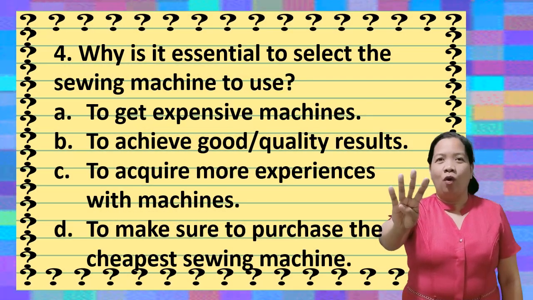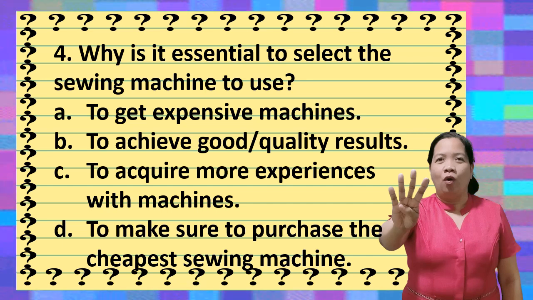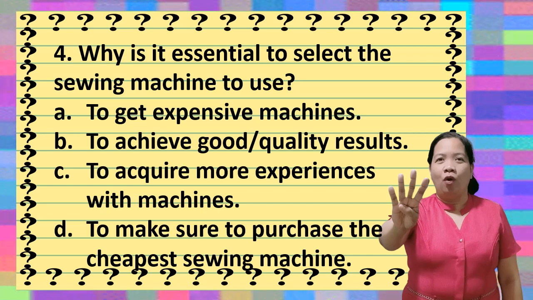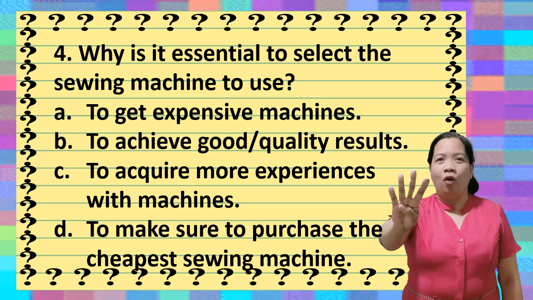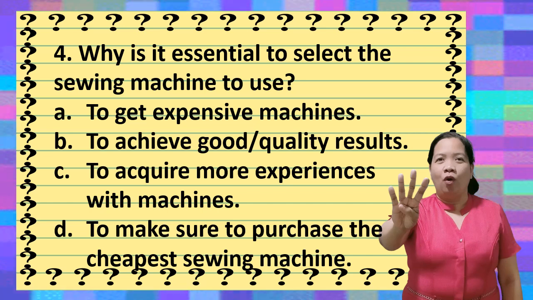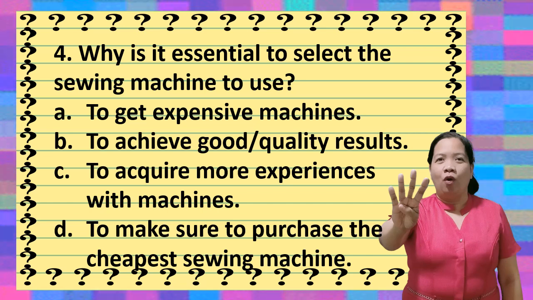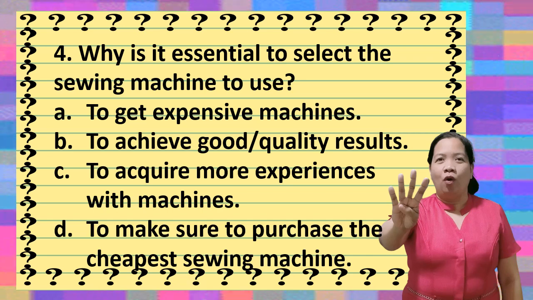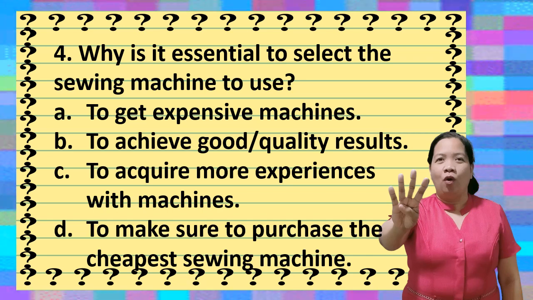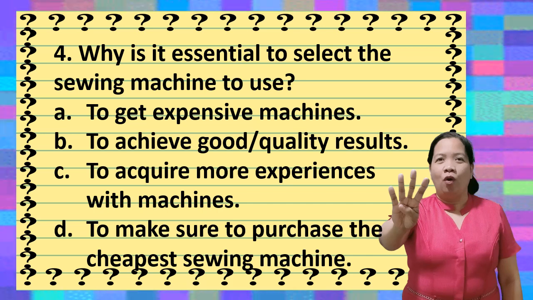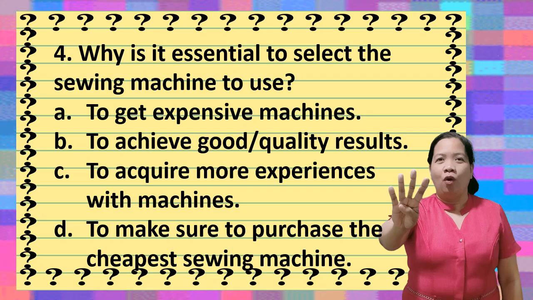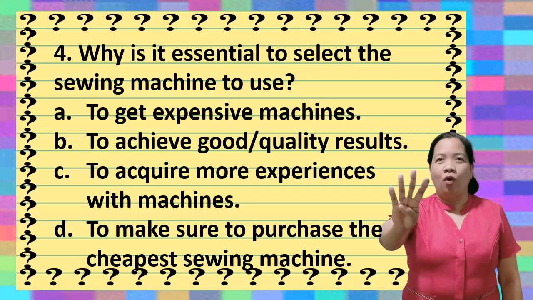Number 4. Why is it essential to select the sewing machine to use? Letter A, to get expensive machines. Letter B, to achieve good quality results. Letter C, to acquire more experiences with machines. Or letter D, to make sure to purchase the cheapest sewing machine. What is the answer?